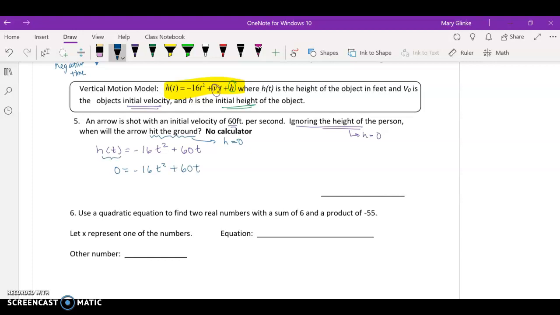And this is no calculator. We want to find this 0. We want to find the solution. So we're going to go ahead and factor this. First we take out our GCF of -4t. And so we get 4t minus 15. And we set each of those parts equal to 0. And we get t equals 15/4. And so the 0 represents it's starting at the ground, and then back at 15/4 or 3.75 seconds, it gets back to the ground.